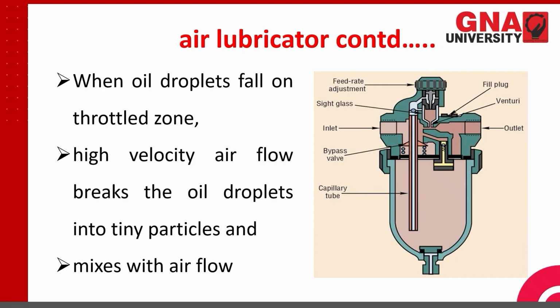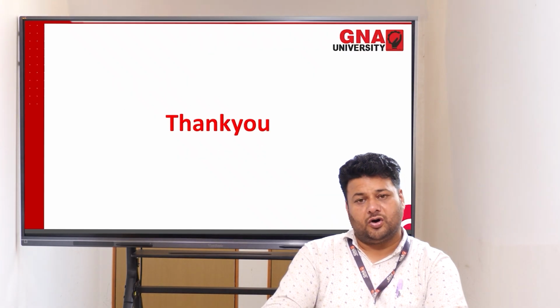From here the flow rate can be adjusted. We have the sight glass here, and proper functioning of this system can be checked from here. This is the capillary tube. The function of the capillary tube is to suck the lubricating oil from this chamber and put it into the airflow. So that is the function of the air lubrication system. So this is all about today.